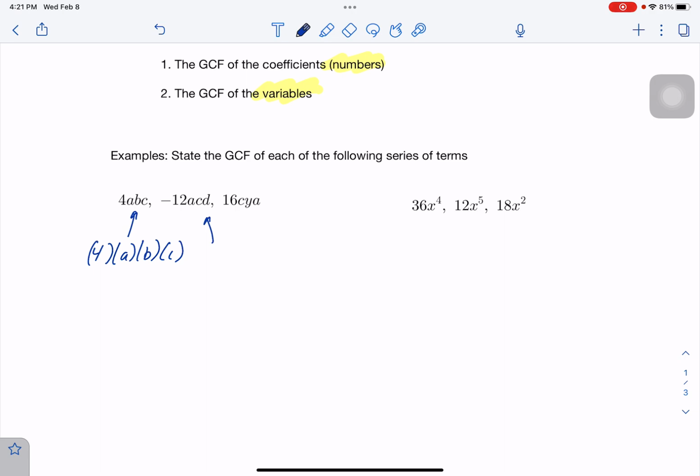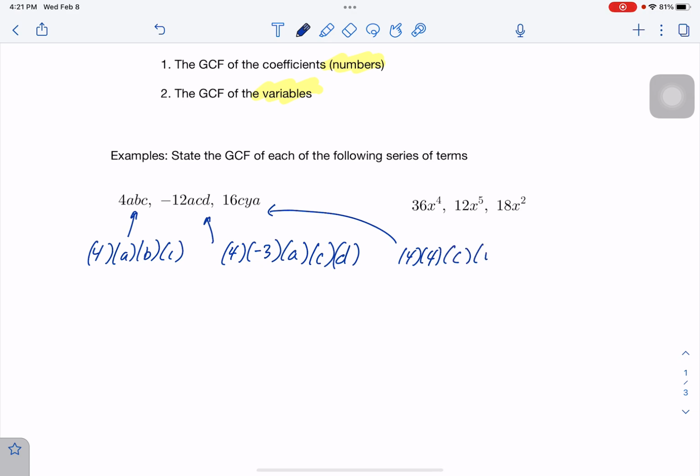There's a 4 in there. There's a 4, negative 3. So 4 times negative 3 is negative 12. And I've got an A, a C, and a D. And then what do I have over here? Well, that's a 16. Is there a 4 in there? There is. There's a 4. And 4 times 4 is my 16. And there's a C. And there's a Y.